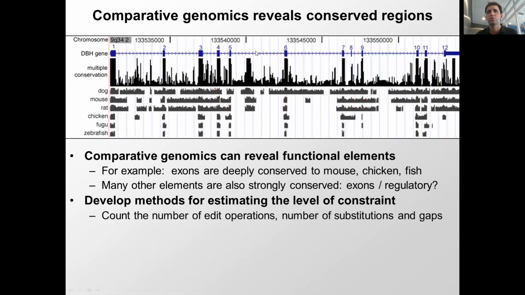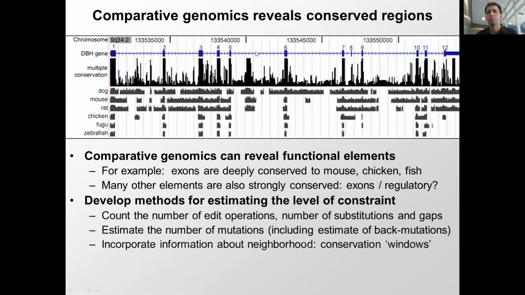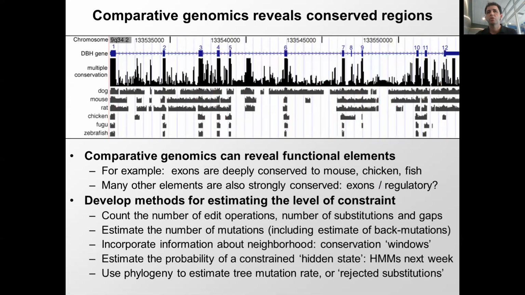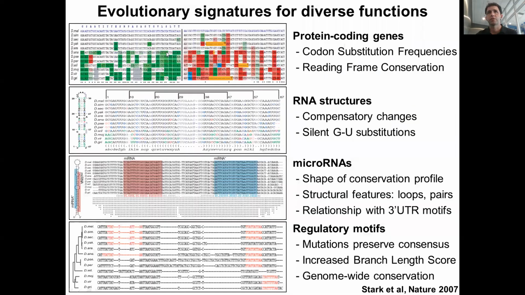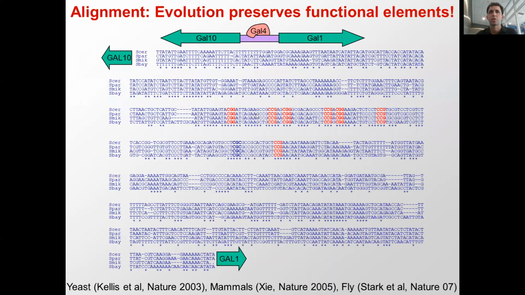So in addition to estimating mutation rates, we can actually start looking at the patterns of evolution. And we're going to be learning much more about that in the Comparative Genomics lecture later in the term. These evolutionary signatures basically allow you to now recognize protein coding regions, RNA structures, microRNAs, and regulatory motifs, solely based on their patterns of change within these regions, and then systematically annotate genomes from those patterns of change.